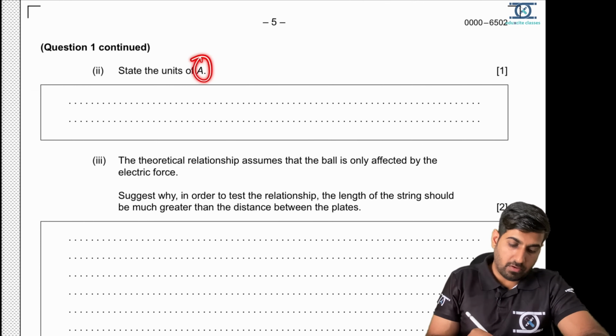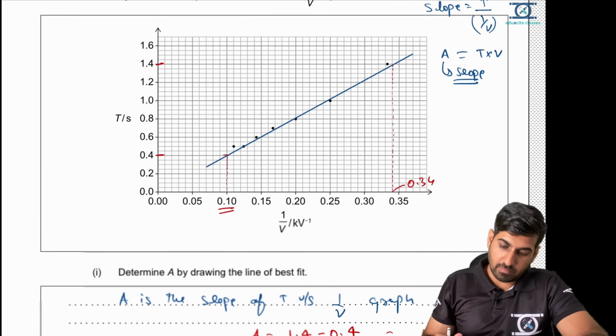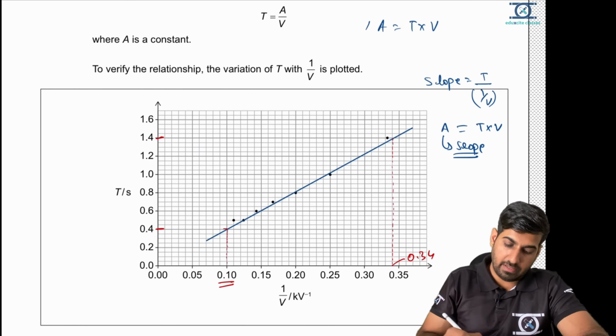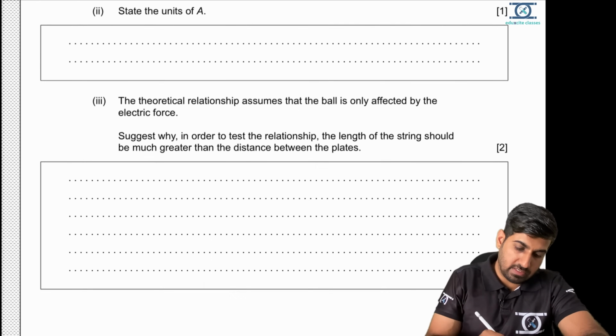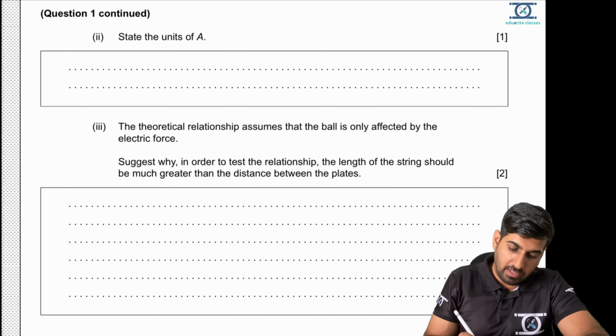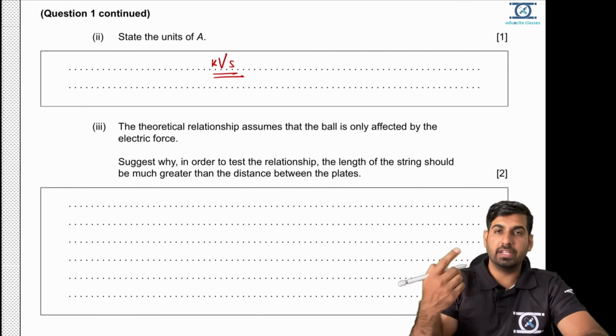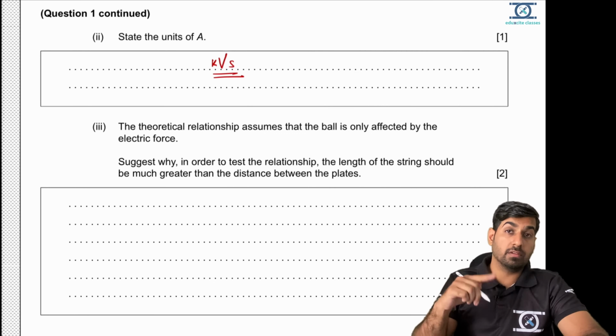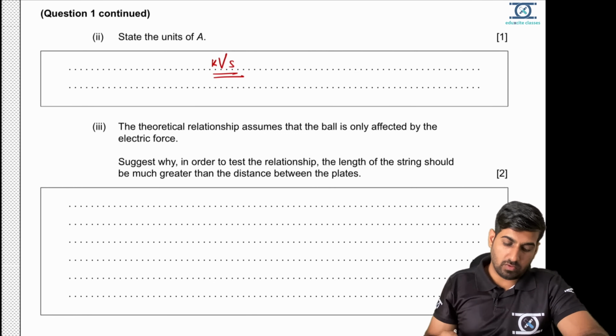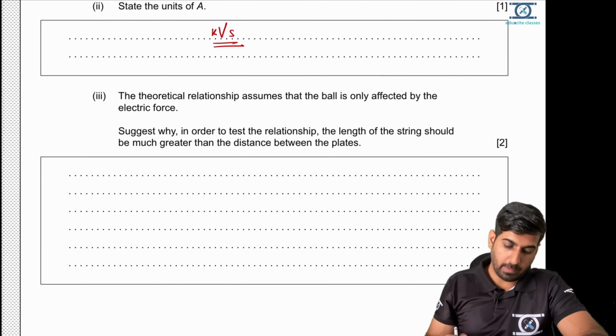Now state the unit of A. The unit of A is nothing but T into V, right? T into V will be second into kilovolt. So kilovolt second will be the unit of A. Simple, T is in seconds, V is measured in kilovolt. So kilovolt second is the unit for A.